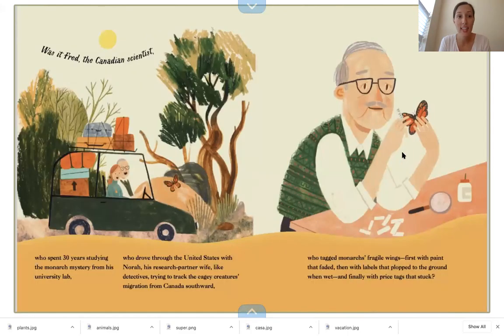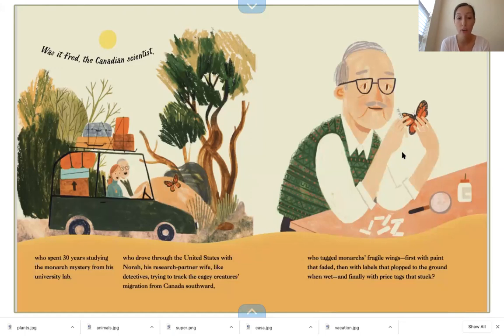Was it Fred, the Canadian scientist, who spent 30 years studying the monarch mystery from his university lab? Who drove through the United States with Nora, his research partner wife, like detectives trying to track the cagey creature's migration from Canada southward? Who tagged monarchs' fragile wings, first with paint that faded, then with labels that plopped to the ground when wet, and finally with price tags that stuck?